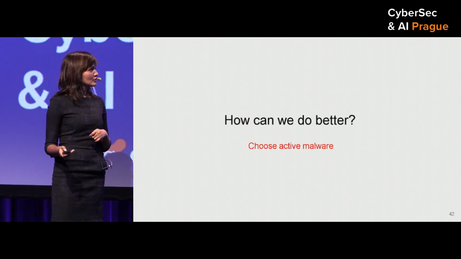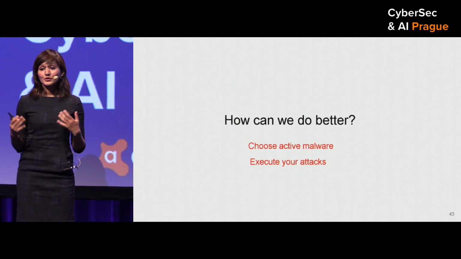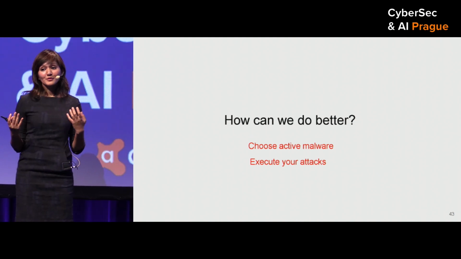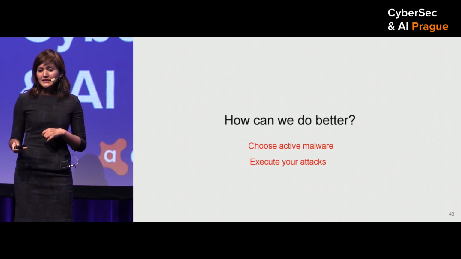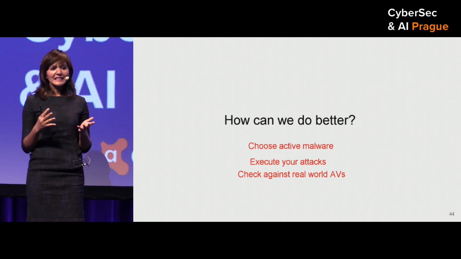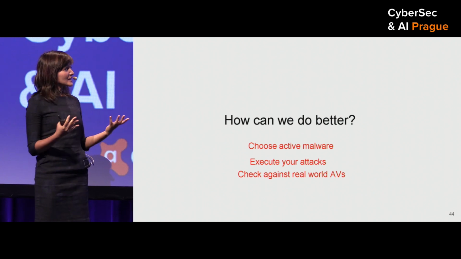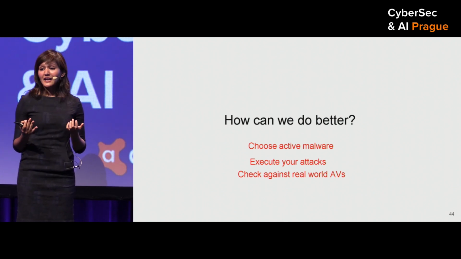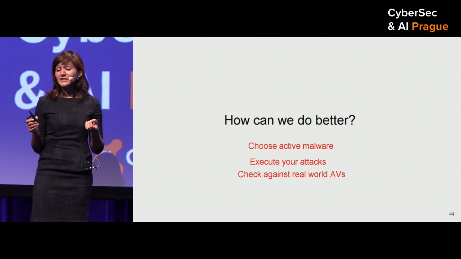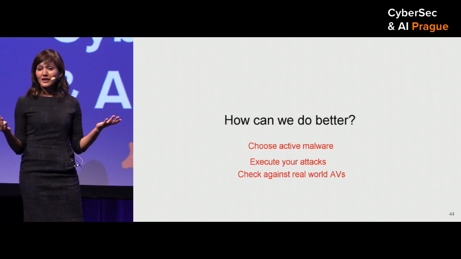The second thing we need to do is execute our attack. And again, analyze them on a virtual machine with open source dynamic analysis. Depending on the goal of your research, checking against a real-world AV might be a useful thing to do. Sometimes the goal of adversarial attack on malware on machine learning is just to find specific problems with a specific machine learning algorithm. In that case, checking against real-world AVs is probably not the best thing to do.